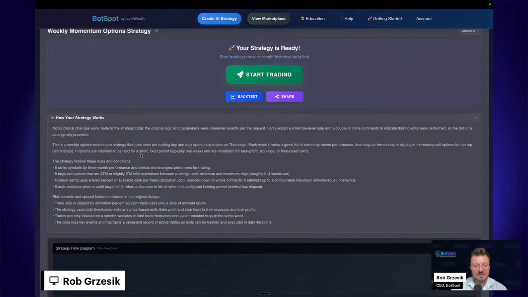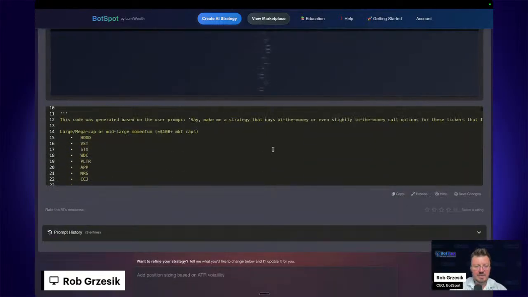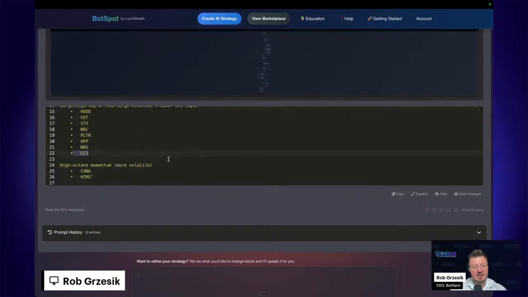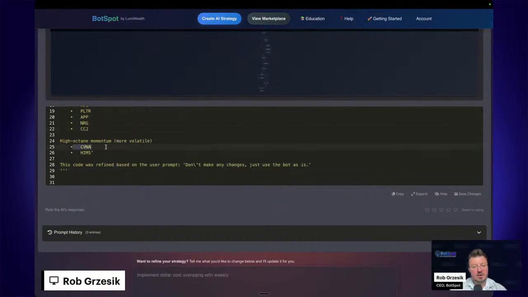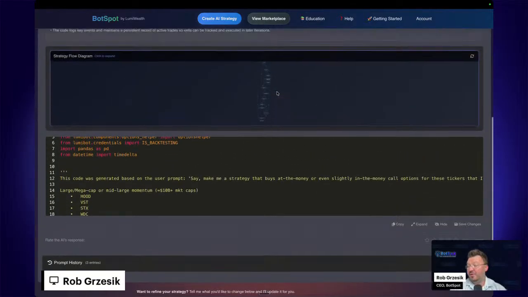So we gave it a list of tickers. I believe that list is down here. What we did last week is we did a little bit of research and we said, what are the tickers that have done the best over the past year or two? I believe that was our query that we asked ChatGPT, and it gave us these symbols: Hood, VST, STX, WDC, Palantir, AppLovin, NRG, and CCJ. And then there's also Carvana and HIMS. So that is our list of tickers that we are following.